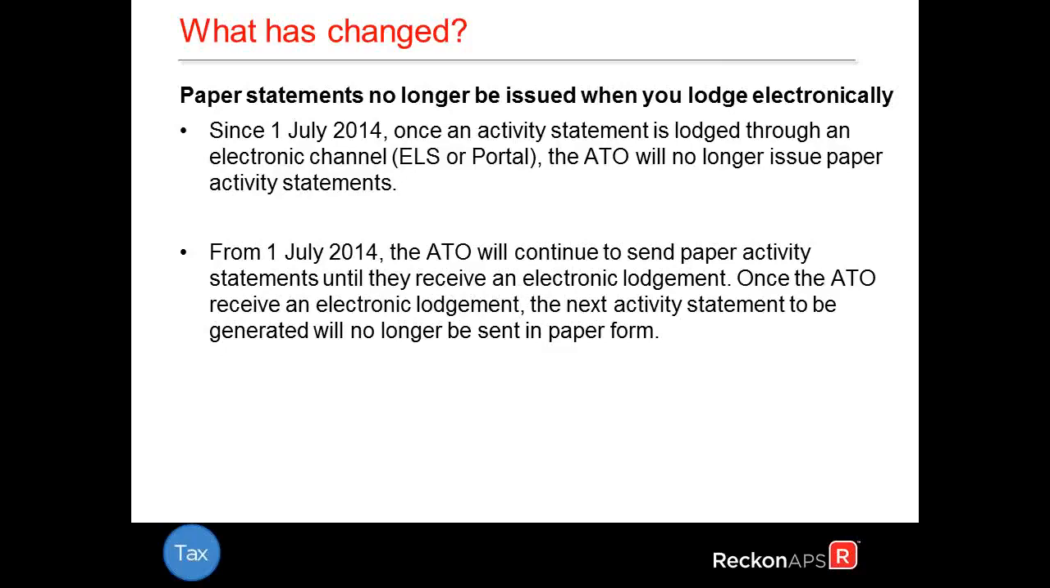If you decide that it's a lot quicker to lodge them via ELS or via the portal, then the next activity statement generated by the ATO will no longer be in paper. It will be in the electronic form in which you last lodged the client's activity statement. For example, if you lodged their September quarter activity statement through the ELS system, that's how you will receive the December quarter's activity statement. It will come via ELS and will not appear as paper any longer. So that's a very important point to realise.